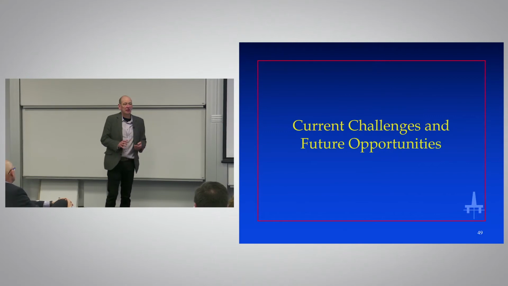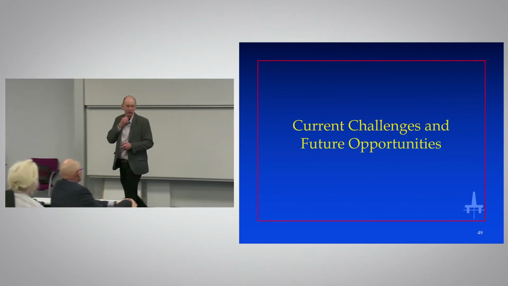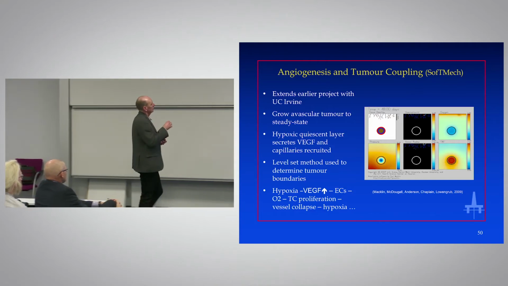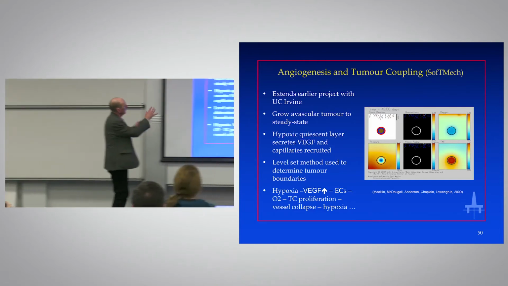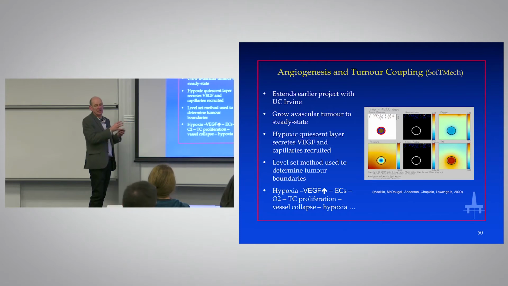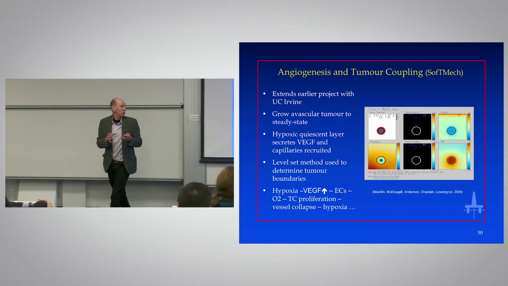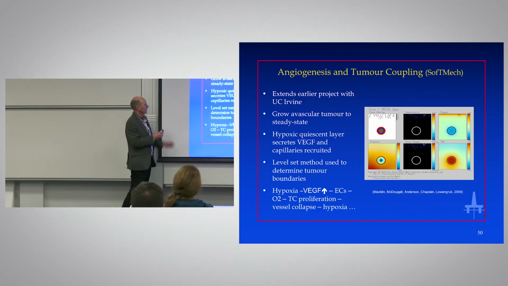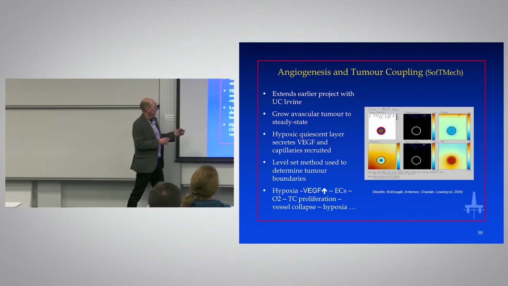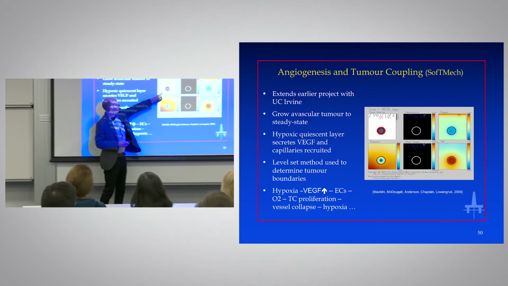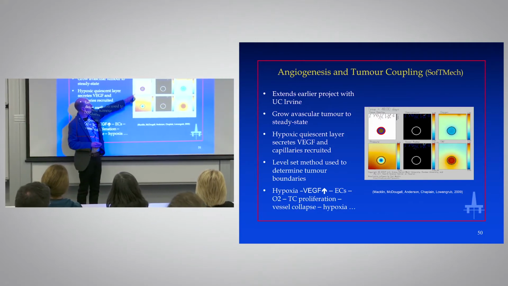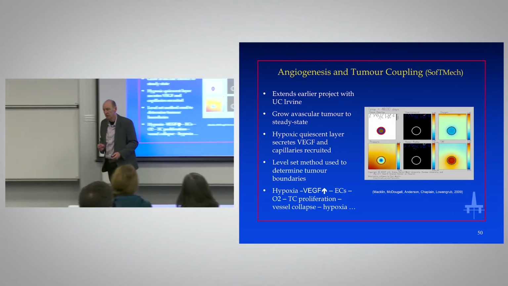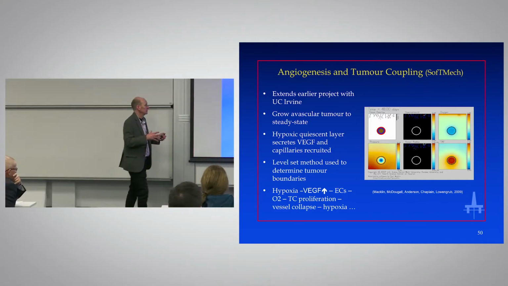So what about current challenges and what we're going to be looking at in the future? Well, the first thing we're looking at is coupling the angiogenesis model to a more sophisticated model for the tumour. We did this way back in 2009 with a group at the University of California at Irvine, and they had a nice model for the tumour growth using level set methods to track the surface of the tumour, and we had our angiogenesis model, so the idea was to couple these.